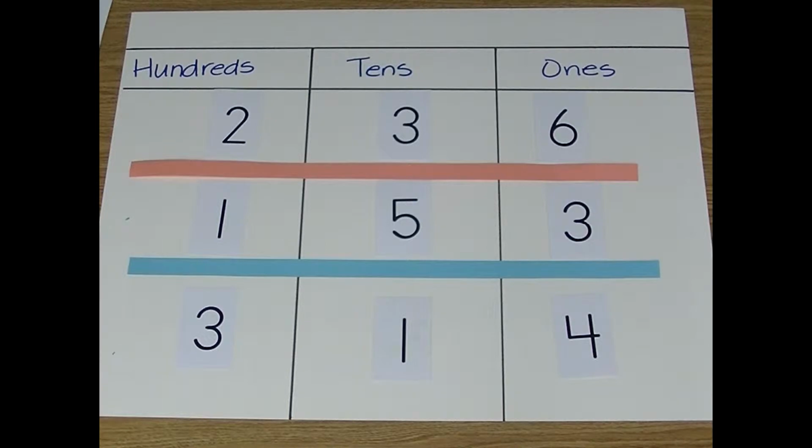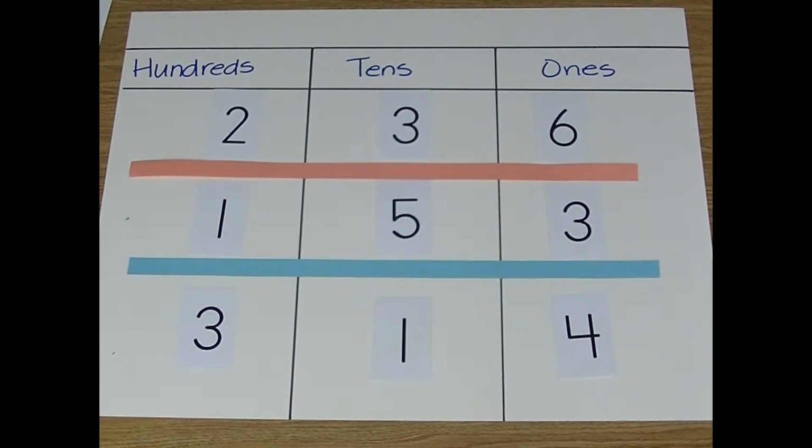Awesome job. I am sure you talked about that we need to start with the greatest value, and in a three-digit number that means we start with the hundreds, and then if they're the same we move to the tens, and then if they're the same we move to the ones. So I'm sure you included that in your conversation.